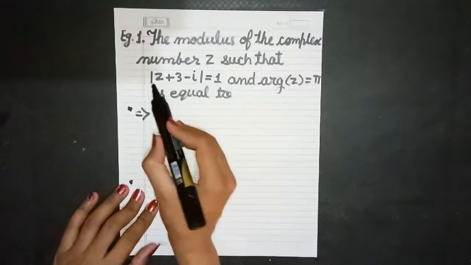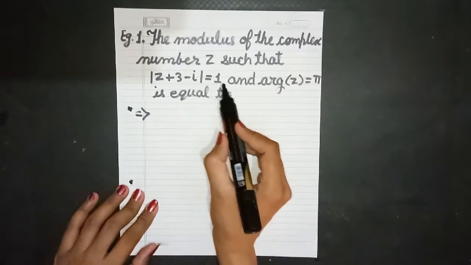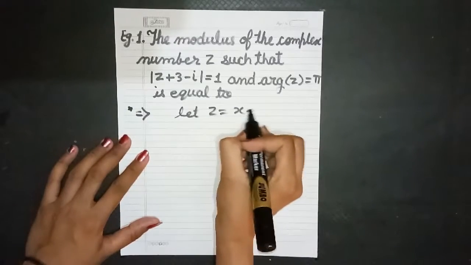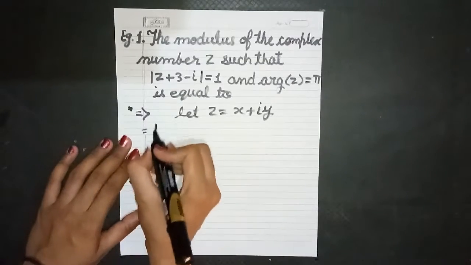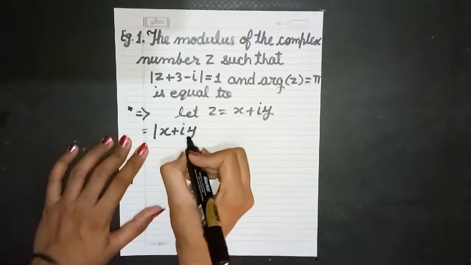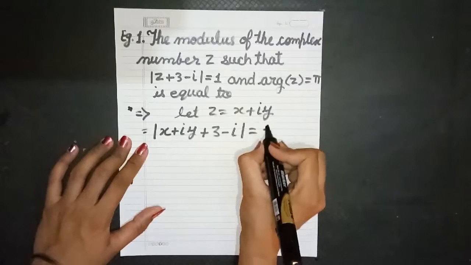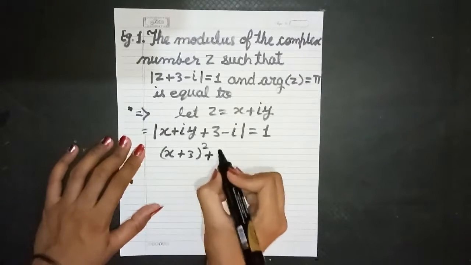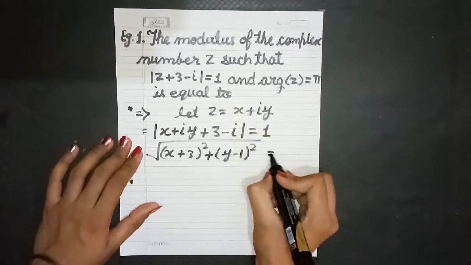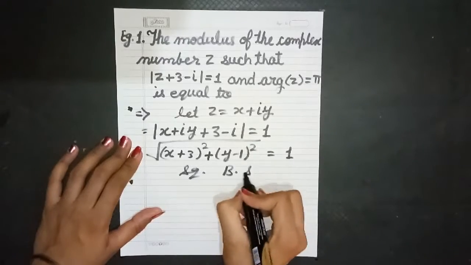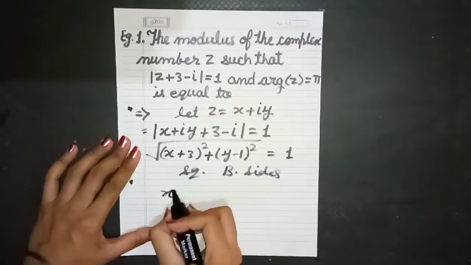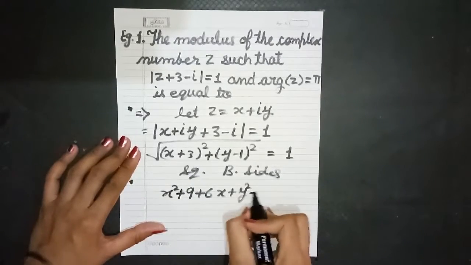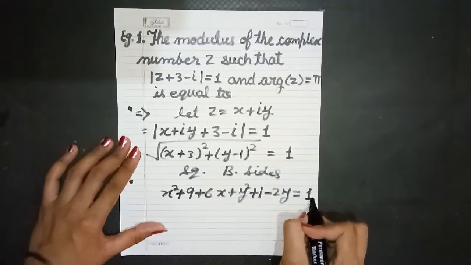Find the modulus of the complex number z such that modulus of z plus 3 minus iota is equal to 1, and argument z is equal to pi. So let's start. First, let z is equal to x plus iota y. Now modulus of x plus iota y plus 3 minus iota is equal to 1. Now modulus is equal to square root of x plus 3 whole square plus y minus 1 whole square, that is equal to 1. Now squaring both sides, we will get x square plus 9 plus 6x plus y square plus 1 minus 2y that is equal to 1.